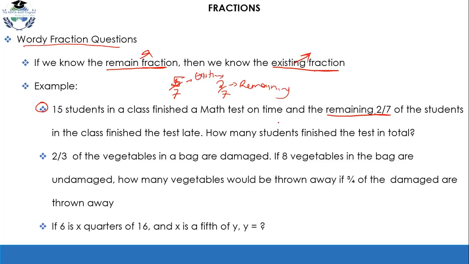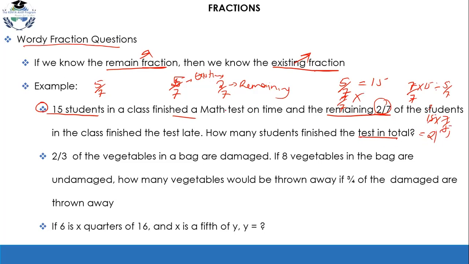So you are being told 5 over 7 is equal to 15 students. So 15 students finished the math test on time, and the remaining 2 over 7 were left out, meaning the people who finished are 5 over 7. So very quickly you can do 5 over 7 is equal to 15. What about how many students finished the test in total? So all of them, 7 over 7. So you can have 7 over 7 times 15 divided by 5 over 7. This is 15 times 7 over 5. 5 times 3, this gives you 21.